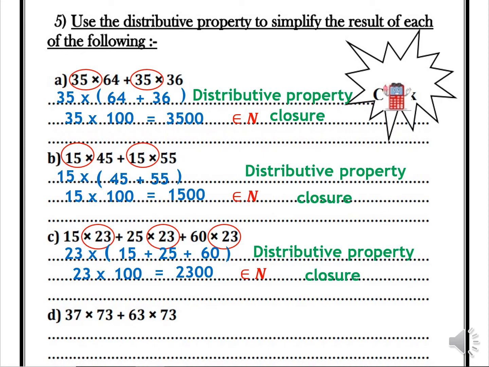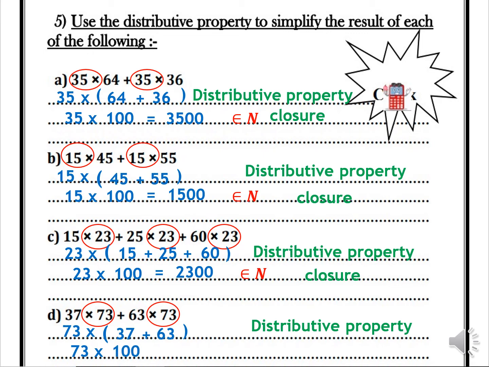Letter D, 37 times 73 plus 63 times 73. I will circle the repeated number. Multiply 73. I will write it only one time, and I will open the bracket and write what's left: 37 plus 63. Close the bracket. This is the distributive property. Then I will solve 73 times 37 plus 63 equals 100. 73 times 100 equals 7,300. Belongs to N closure.